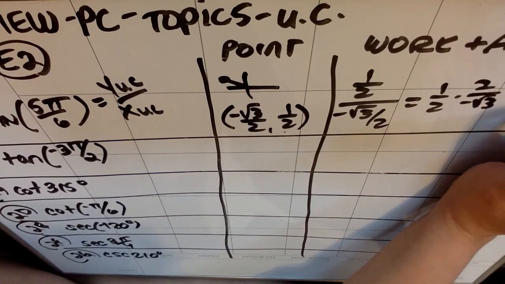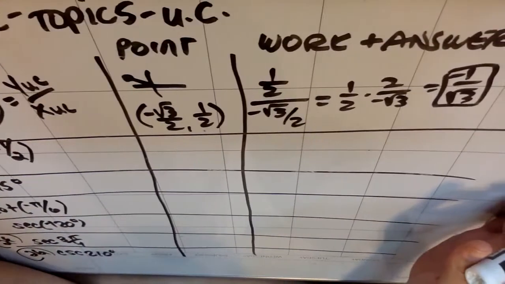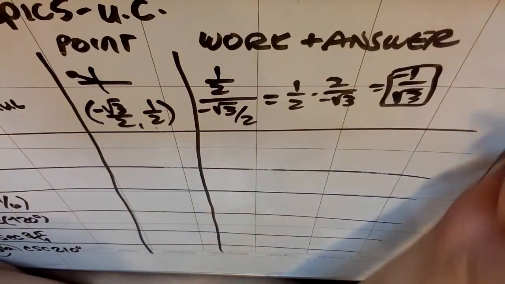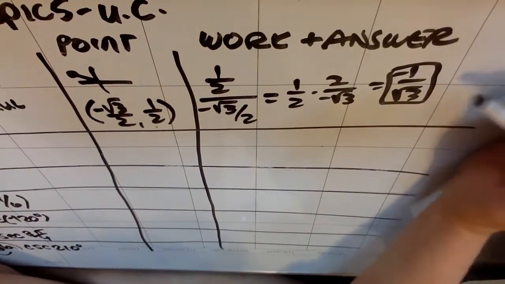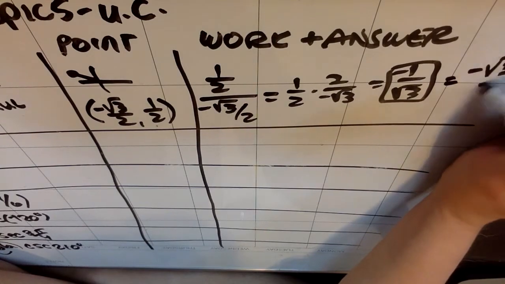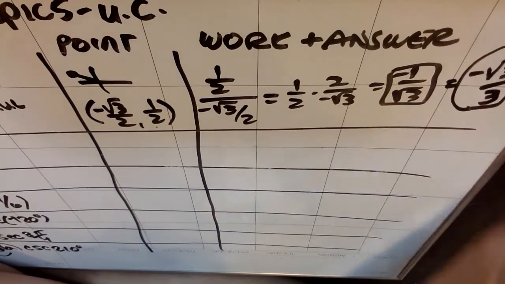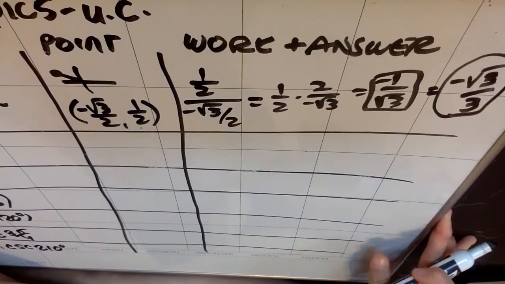Now that answer is generally fine when you get to calculus, but in pre-calc they're usually going to want you to rationalize, meaning times both the top and bottom by root 3. So root 3 over root 3, and that'll give you a negative root 3 over 3. So that's the tangent that you're going to see in all likelihood, negative root 3 over 3.